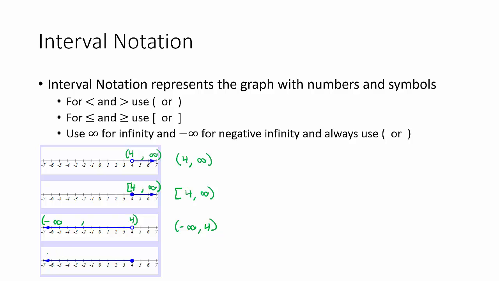Another example here. Again, it goes to negative infinity, off to the left, which always has a curved bracket, comma, but it stops at 4 with a closed dot, meaning we're or equal to, so we need a square bracket. This graph goes from negative infinity to 4 with a square bracket.